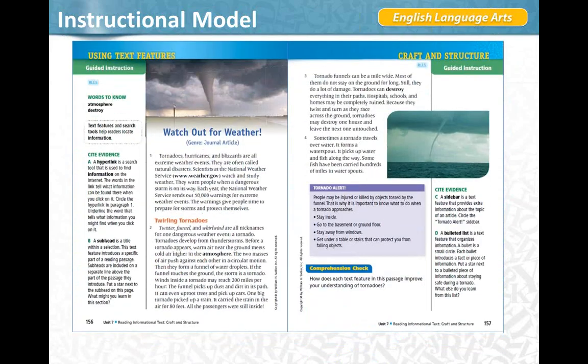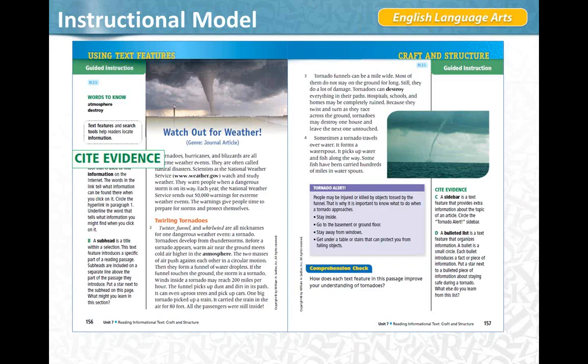Let's take the next standard, using text features. We introduce its guided instruction. The teacher does the explicit instruction. We introduce a new article, journal article, a new text, just for this standard. We have the standards highlighted here again for ease of use, for planning, for discussion with your students. We cite evidence. We want to make sure that the students are understanding the language that we're now using in our classroom, because you're going to constantly ask the students to cite the evidence.